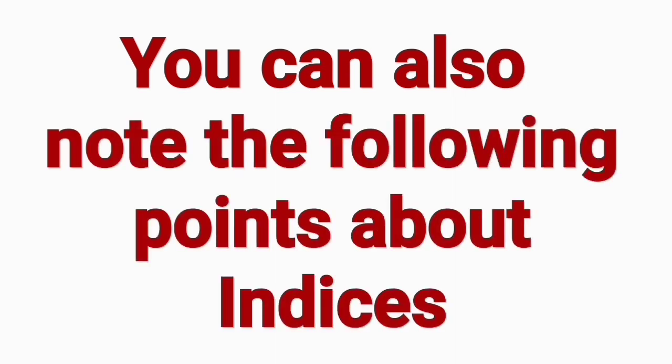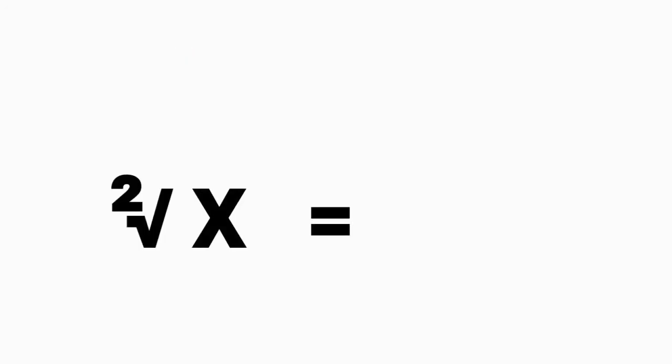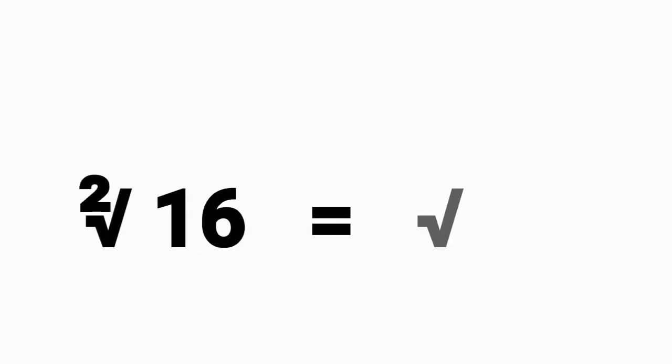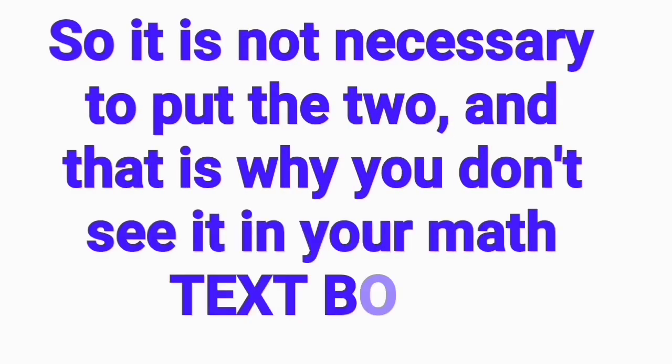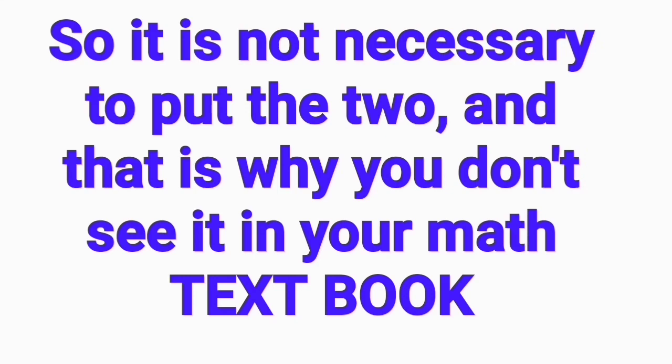You can also note the following points about indices. First, the 2nd root of x is the same thing as root x. So when you have a number like the 2nd root of 16, it is the same thing as root 16. This therefore means that it is not necessary to put the 2, and that is why you don't see this in your math textbook.